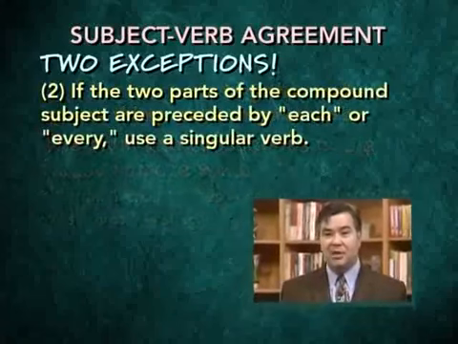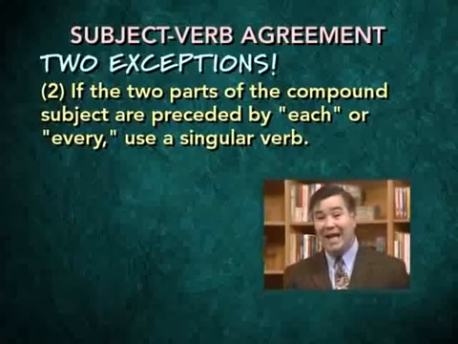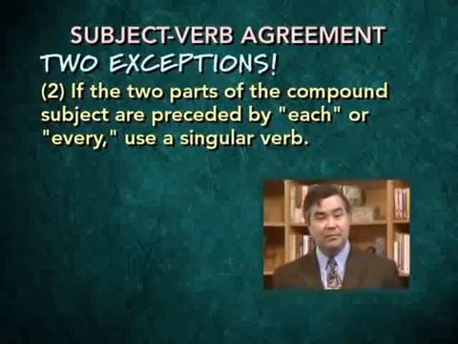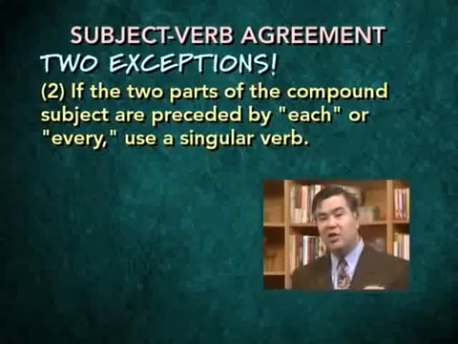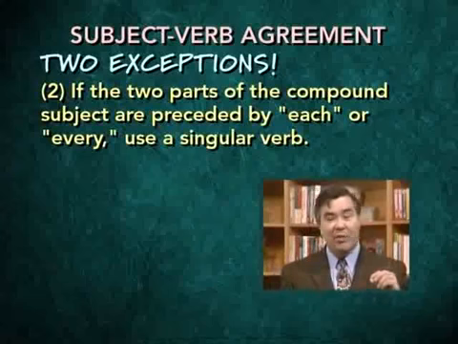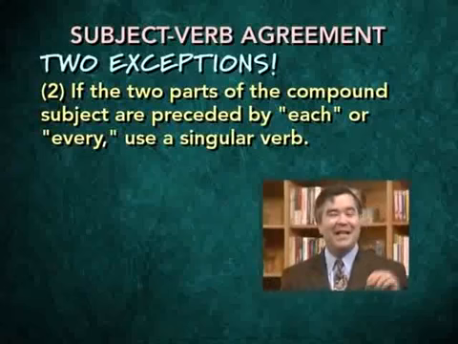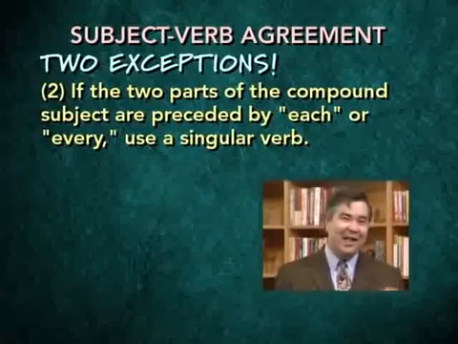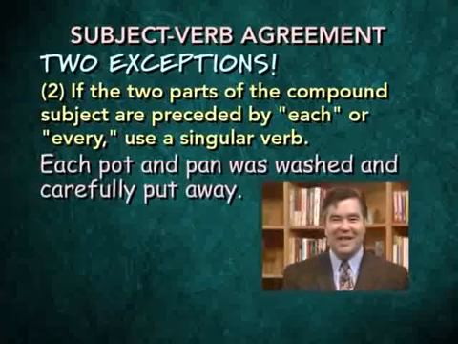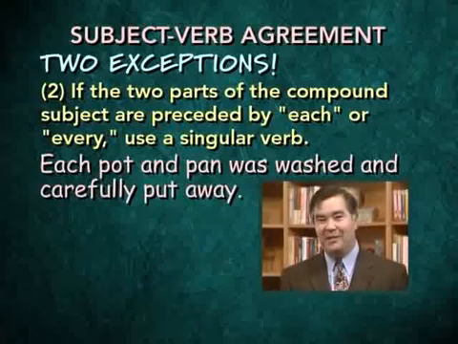Here's the second exception. If the two parts of the compound subject are preceded by each or every, use a singular verb. When we use the words each or every in front of the parts of a compound subject, we are really changing the subject so that we're talking about each element of the subject separately and individually. And that's why we're turning the subject from plural into singular. Look at this example. Each pot and pan was washed and carefully put away.